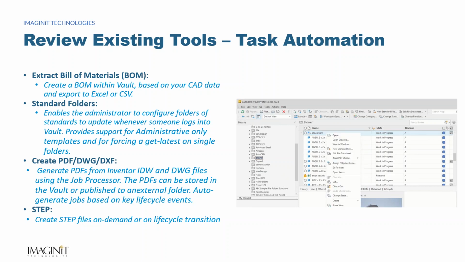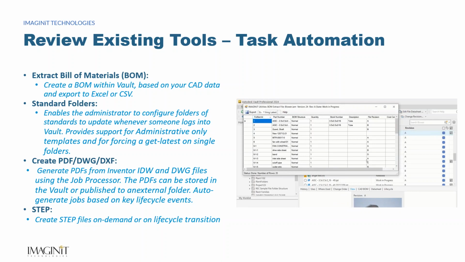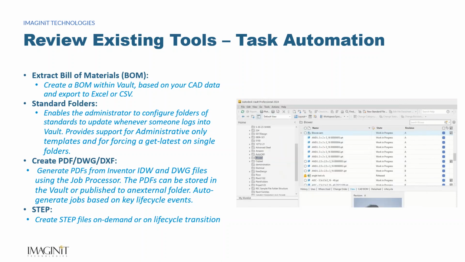I can select a particular file, go to my IMAGINiT Utilities, and say, just give me a bill of material for that. And it's going to extract the bill of material. The format that we have here, what order those columns are in, what the columns are named, all of that the administrator can set up. So that can be set up beforehand so that it's going to look the same way every time you extract it. So it can match the template settings that you're looking for there.